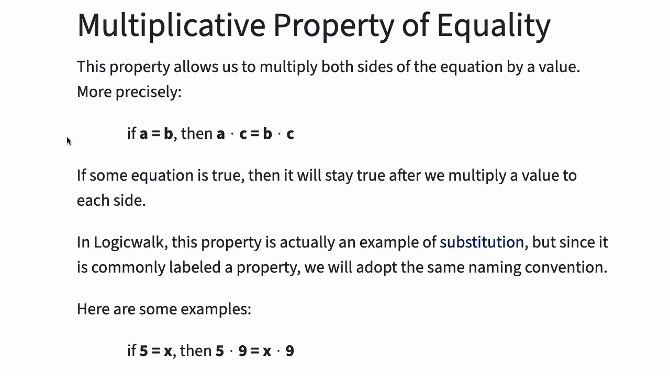The multiplicative property of equality allows us to multiply both sides of an equation by a value. More precisely, if a is equal to b, then a times c equals b times c. If some equation is true, then it will stay true after we multiply a value to each side. In Logic Walk, this property is actually an example of substitution, but since it is commonly labeled a property, we will adopt the same naming convention.